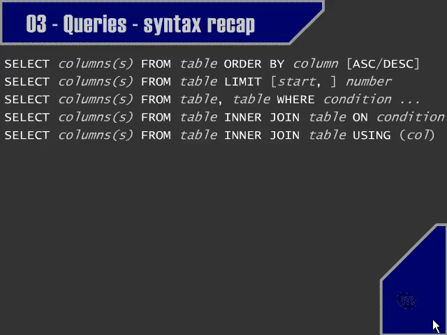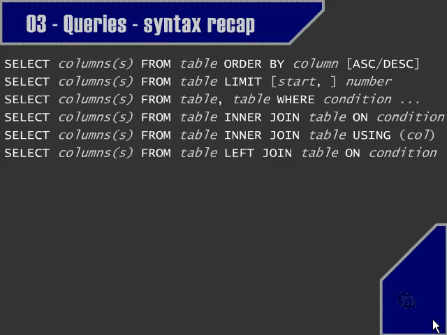We can also express an inner join by using the using keyword, and we'll specify a column. This requires the column that we want to match up between the tables to have the same name. We also learnt how to use left joins, in which all records from the left-hand table and those records from the right-hand table that are relevant to the left are included.